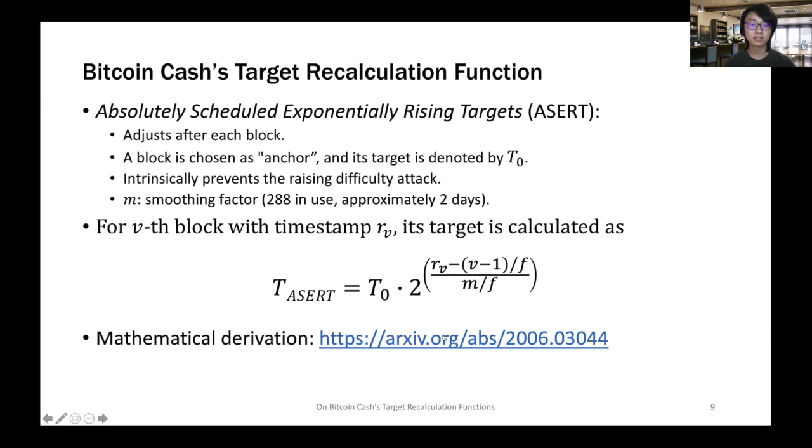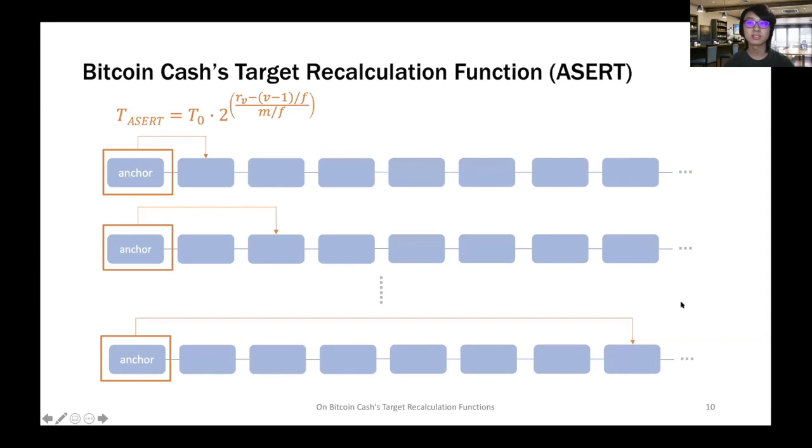So you can see here, the next target equals T0 times 2 to the power of this expression. And here RV refers to the block's timestamp and V is the block height. Also here M is a constant parameter, which we call the smoothing factor. And we will show later in our analysis that this is a very important parameter. For more mathematical facts about this function, we refer to this paper. And this picture shows how this ASERT function works. You can see that first we pick an anchor block. Once we pick this anchor block, then we have its target T0, and we have some constant M value.